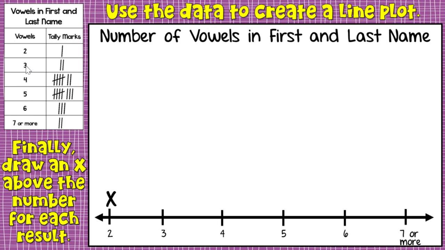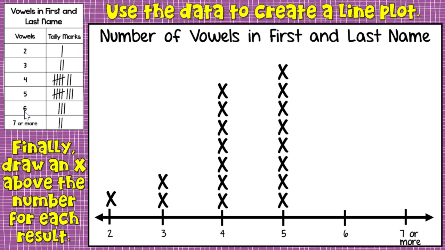Then we're going to say how many people had 3 vowels, and there were 2. So we're going to put 2 X's. Well, 4 was 7. So we're going to put 7 X's. And then 5 vowels, there were 8 people. So we're going to put 8 X's. 6 people had 3, so we'll put 3. And 7 or more, there were 2, so we're going to put 2. So now there we have our line plot. And I can easily look at this and see that the most popular answer was 5 vowels, and the least popular was 2 vowels.